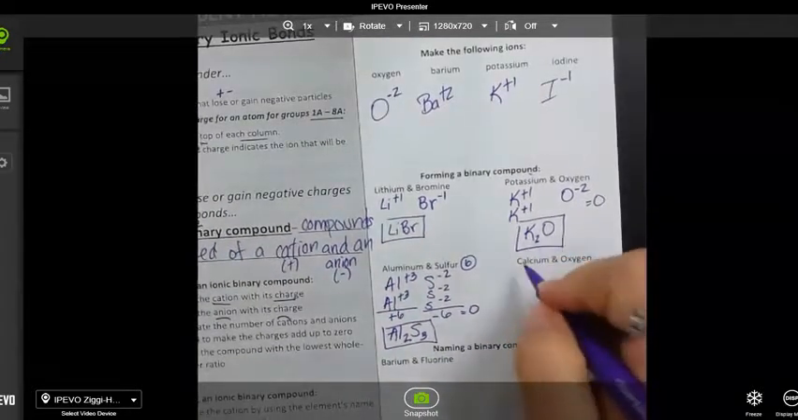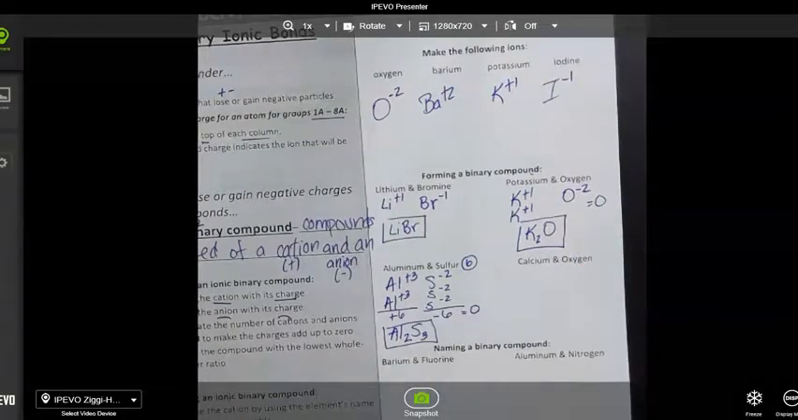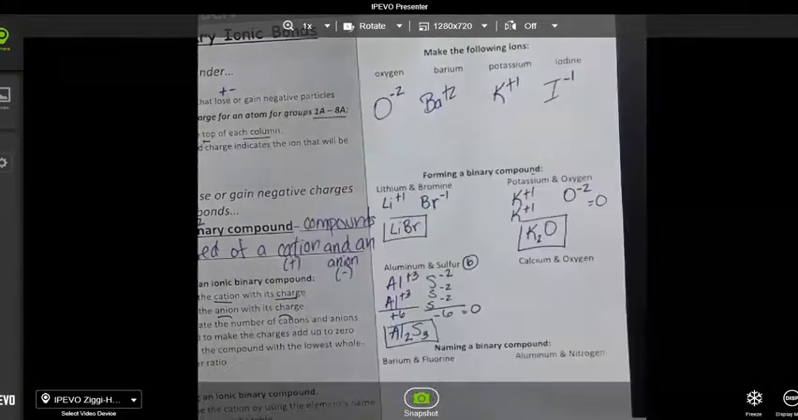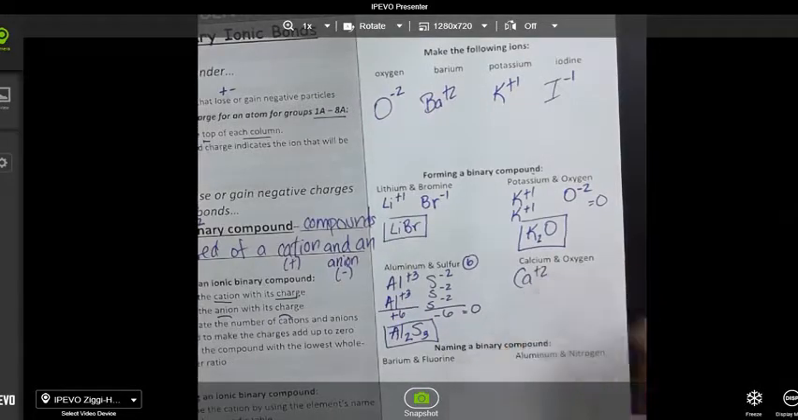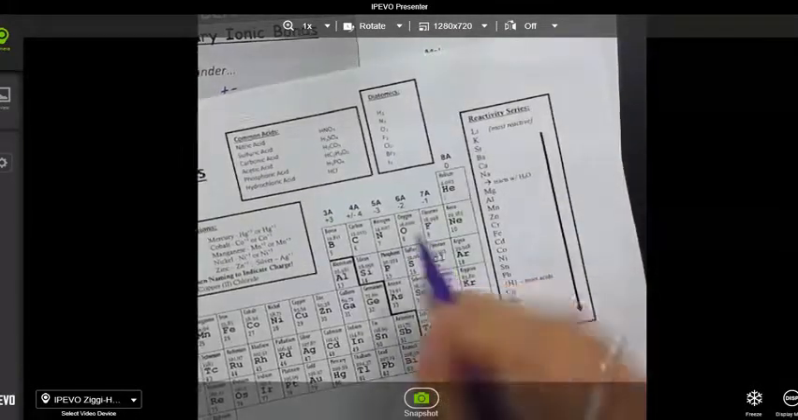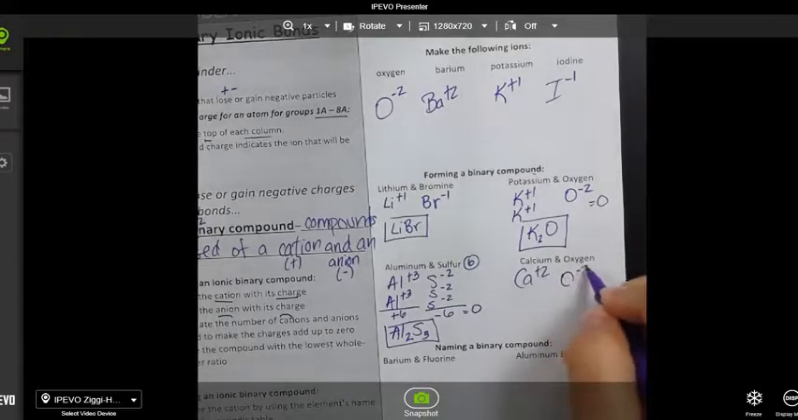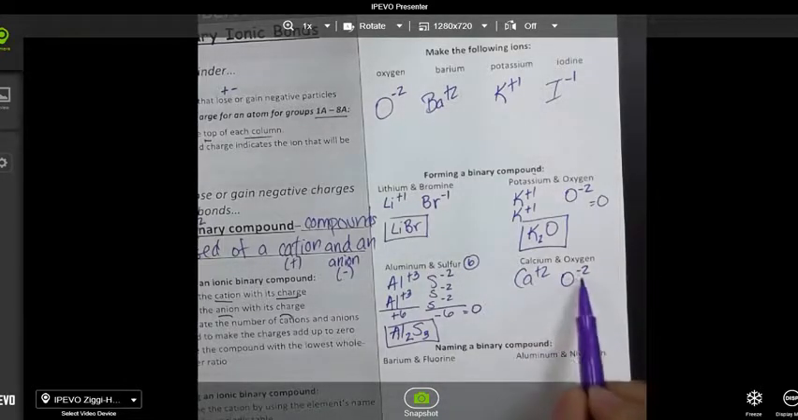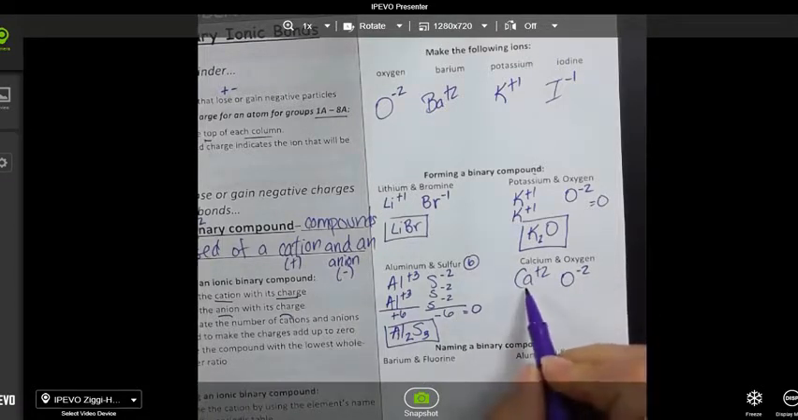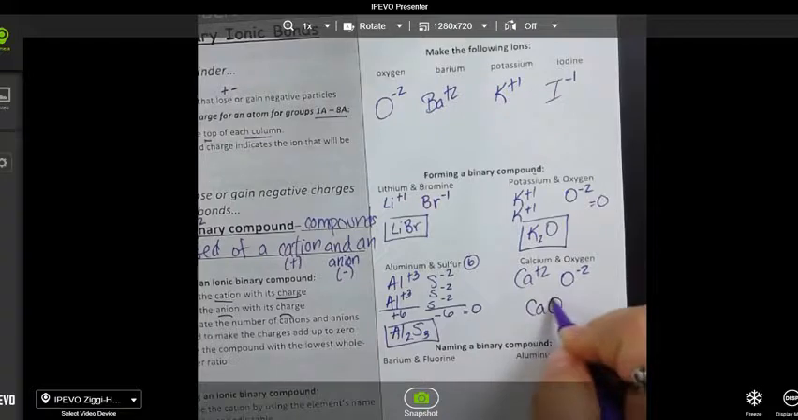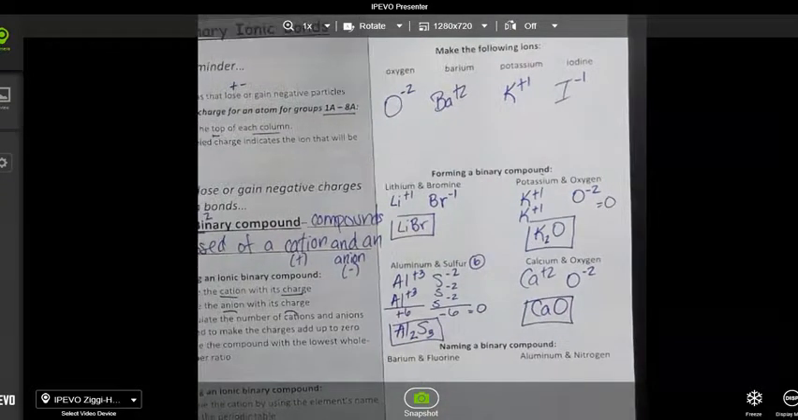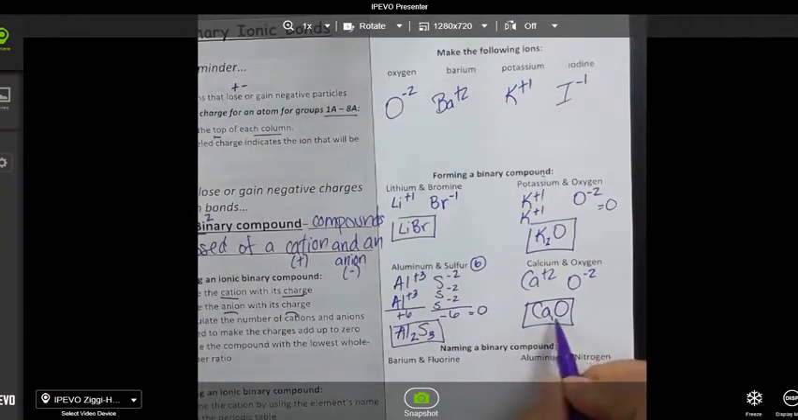All right, last one is calcium and oxygen. Calcium is a member of group 2, so it's plus 2. Oxygen is a member of group 6, so it is minus 2. All right, and here I have plus 2, minus 2. What happens? These two cancel each other out, so I just need 1 calcium and 1 oxygen to make my compound because they cancel each other out. Now, notice how I am not putting little ones here, because if there's a 1, you do not need to write it in your subscript. All right, so that's how we form compounds.